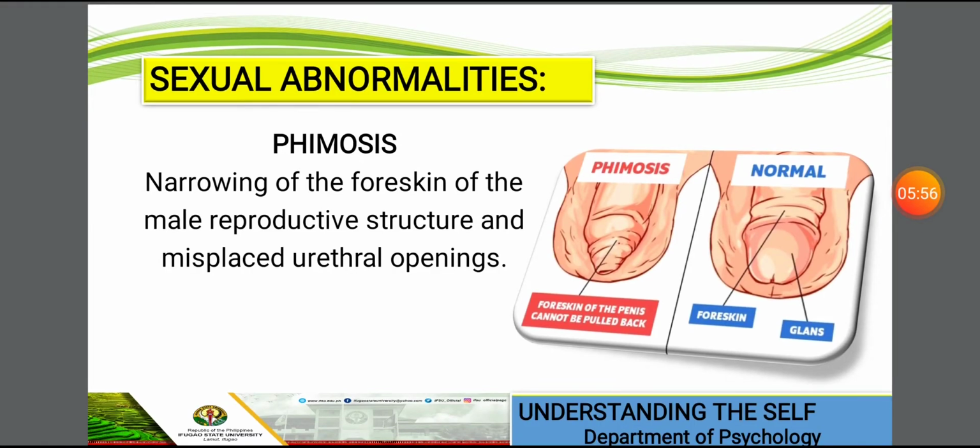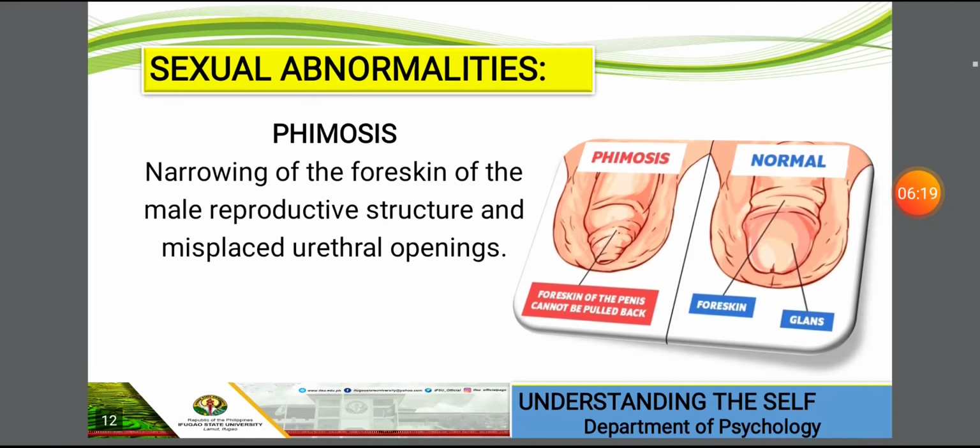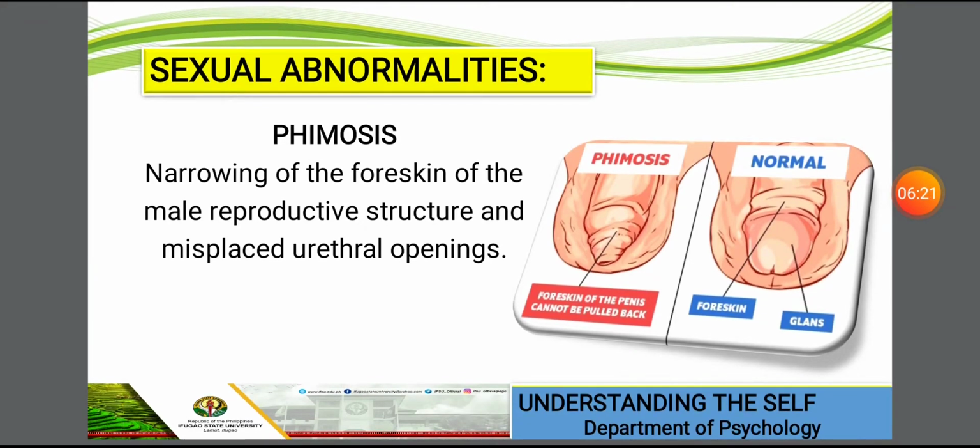Okay, next is phimosis. This is the narrowing of the foreskin of the male reproductive structure and misplaced urethral openings. So you could see the normal condition of men, meron siyang foreskin, meron siyang gland, so normal iyan. But then for phimosis, yung foreskin of the penis cannot be pulled back. Okay, nandun lang siya sa harap. Instead na yung glands ang makikita, yung foreskin ang mas madami. Okay?